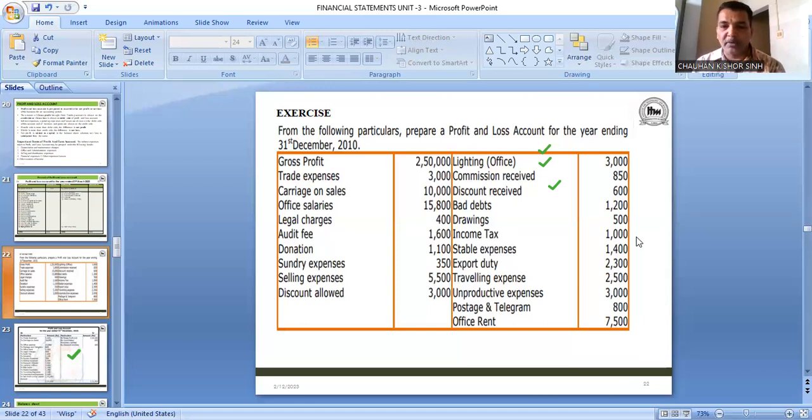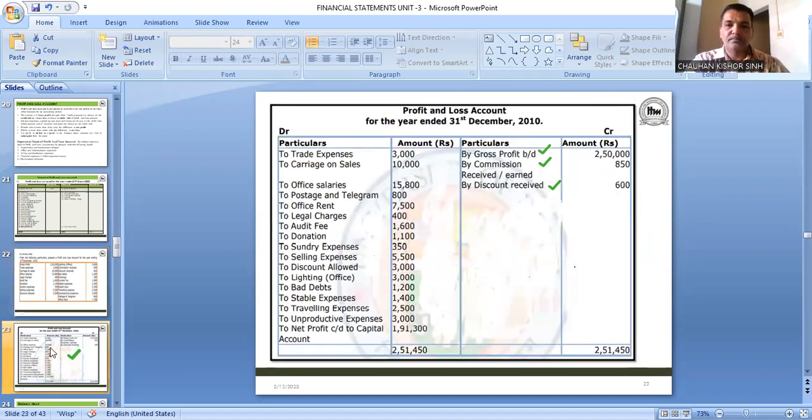But you will find many books on accountancy that write income tax in the profit and loss account. What we will do, we will consider income tax as a drawing, and in the balance sheet we will subtract this income tax as a drawing from the capital. And that's why it is not shown here. Okay.